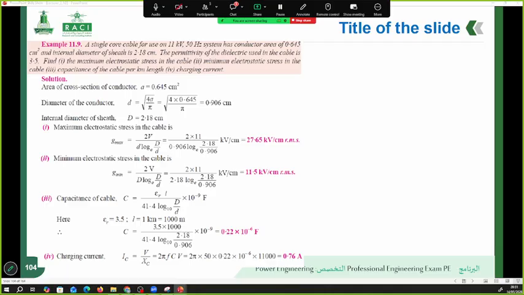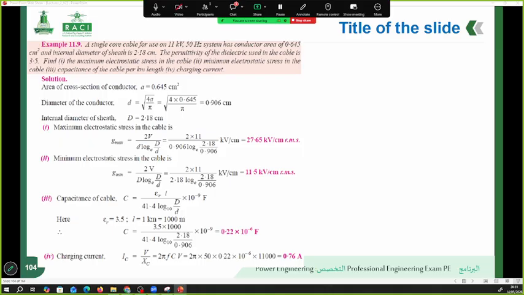This slide presents a comprehensive example of analyzing a single core cable operating on an 11 kilovolt 50 hertz system, focusing on electric stress and key electrical parameters. So the conductor has a cross-sectional area of 0.645 square centimeter, from which the conductor diameter is calculated as approximately 0.906 centimeter, while the internal sheath diameter is given as 2.18 centimeter.